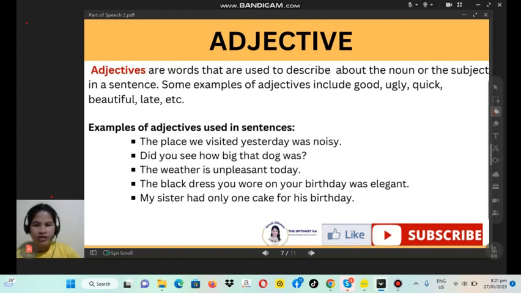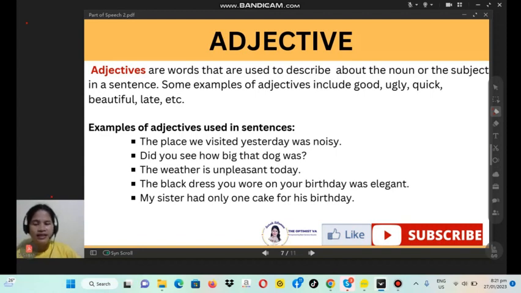Next, the adjective. What are adjectives? They are words that are used to describe the noun or the subject in a sentence. So adjectives are used to modify a noun in a sentence. Some examples of adjectives include good, ugly, quick, beautiful, and late. Anything that modifies a noun is called an adjective.